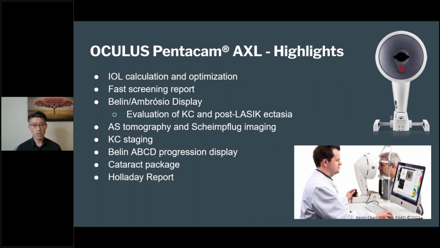Here is a comprehensive highlight of what the OCULUS Pentacam AXL can do for our clinic. For the sake of our clinic, we typically just use a number of clinical features in the equipment. But for those practitioners who are doing primary care, doing a lot of diagnosis for keratoconus and pre and post-op cataract care, definitely this is the machine that you want to consider having.